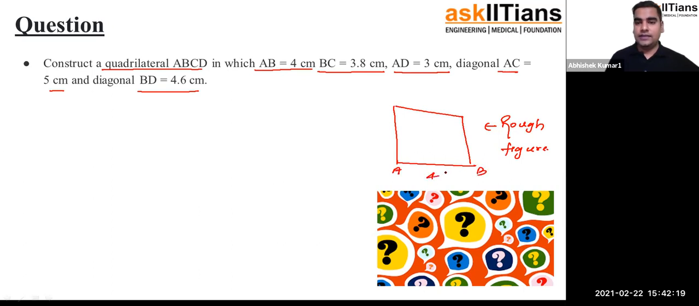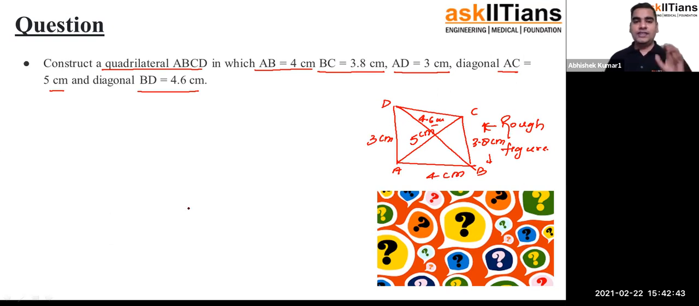AB is 4 centimeter. BC is given 3.8 centimeter. Diagonal AC is given 5 centimeter. Sorry, AD is given 3 centimeter. And BD is given equal to 4.6 centimeter.